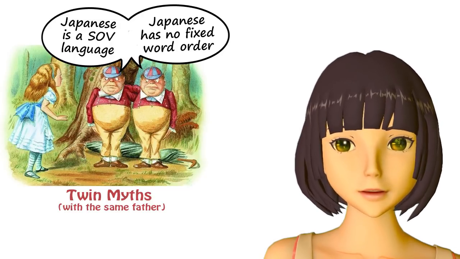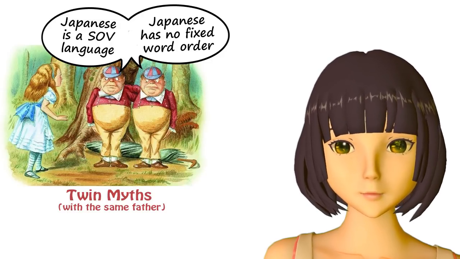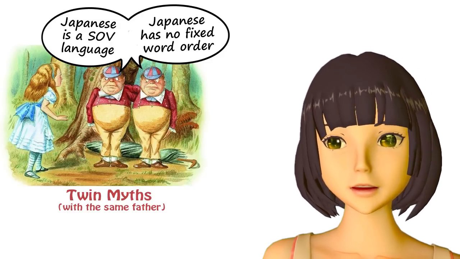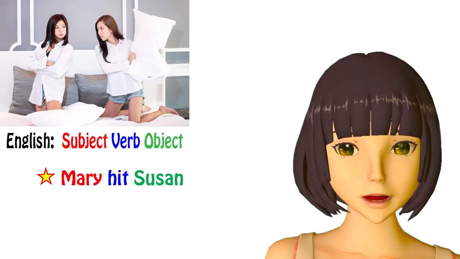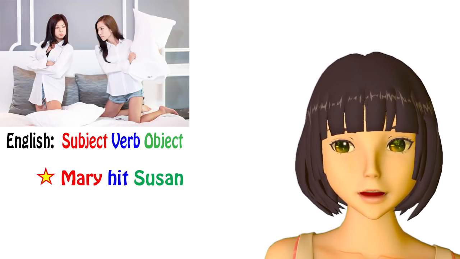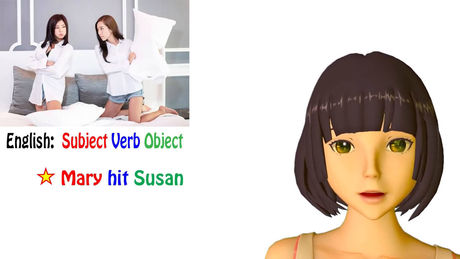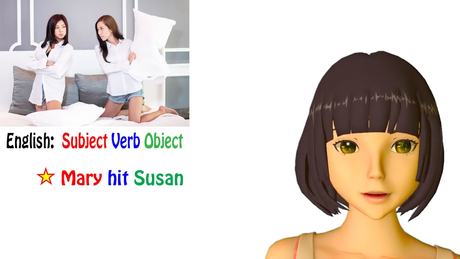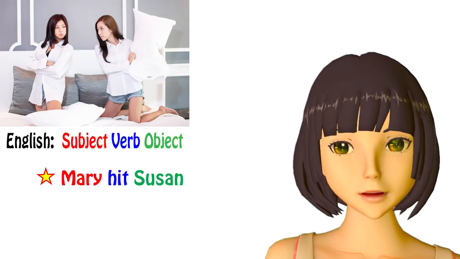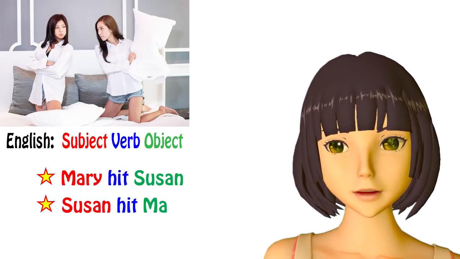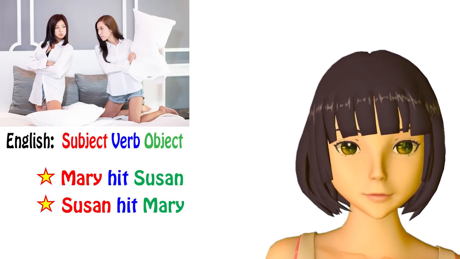First of all, let's look at this question of Japanese being a subject-object-verb language. Now, this would be contrasting it to English, which is a subject-verb-object language. So, to give you an example of that, if we say, Mary hit Susan, this is a standard English subject-verb-object sentence. Mary is the subject, she did the hitting. Susan is the object, she received the hitting. If we change the order around and say, Susan hit Mary, we're now saying something different, aren't we?